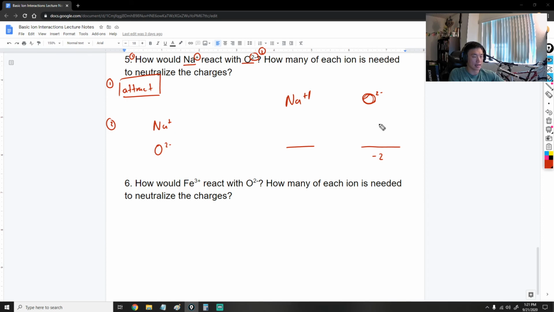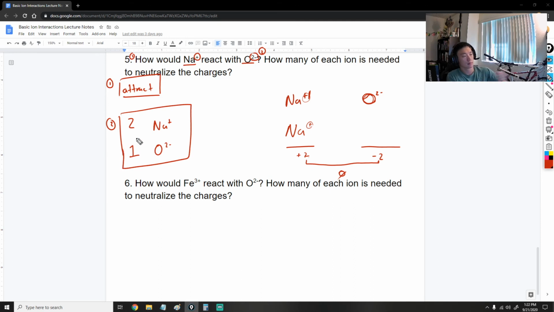Which one should we add in order to balance out the charges? Okay, obviously we're going to add an Na+ because 1 plus 1 will give you positive 2, which will balance out the negative 2, which will give you 0. So how many Na do you need to balance out an O? You're going to need 2 Na+ and 1 O2-. Again, all you need to do is count the charges and make sure that the positives and the negatives balance each other out.